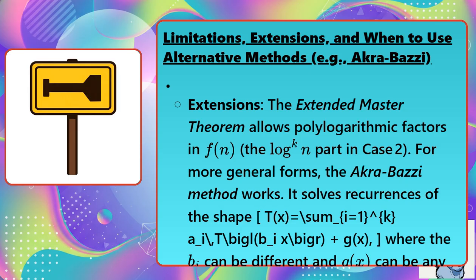Extensions: the extended Master Theorem allows polylogarithmic factors in f(n), the log^k of n part in case 2. For more general forms, the Akra-Bazzi method works. It solves recurrences of the shape T(x) = the sum from i = 1 to k of a_i times T(b_i x) + g(x), where the b_i can be different and g(x) can be any reasonably nice function. The solution involves finding a number p that satisfies the sum of a_i times b_i^p = 1, and then using an integral of g(x) weighted by x^p.